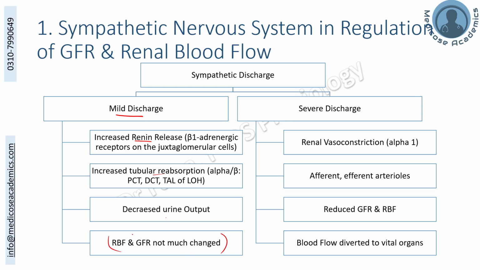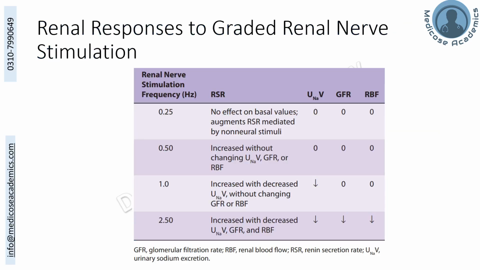For the GFR or renal blood flow to change, a severe sympathetic discharge is required, which will cause renal vasoconstriction of afferent and efferent arterioles. This is going to reduce GFR and renal blood flow, and rather the blood flow will be diverted to the vital organs. As in the case of hypovolemic shock, the body will not be trying to make urine or get rid of the excretory waste products, rather save the vital organs like the heart or brain. So the purpose here is to decrease the GFR and renal blood flow and divert the blood to the vital organs where it is essentially required right now.